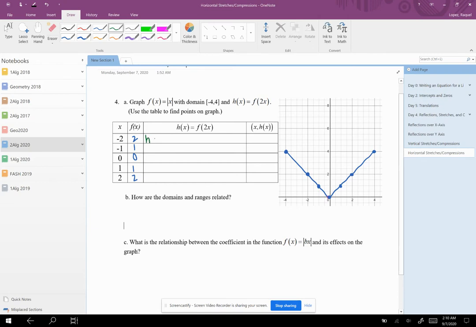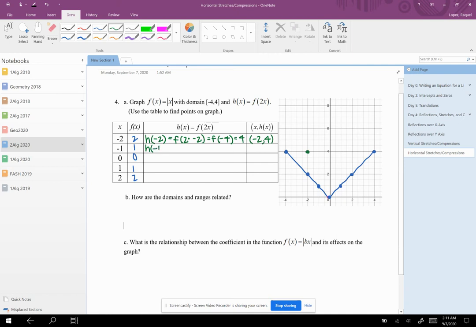When I plug in -2 here, following that rule, f of 2 times -2, well, 2 times -2 is really just -4. So I really have f of -4, and the absolute value of -4 is +4. So our new coordinate is when I plug in -2, my output is 4. So -2, 4.